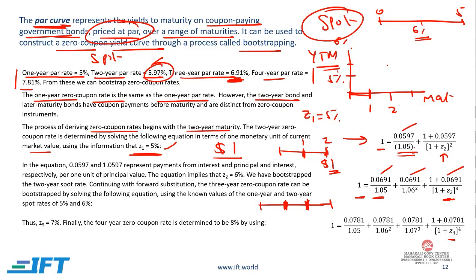And using bootstrapping, we come up with Z2, Z3, Z4, and that essentially is how we come up with spot rates. So we start out with the par curve, which gives us the par rates. Those rates are yields to maturity on bonds that do have intermediate cash flows. And based on that information, we come up with the different spot rates. Now, again, you don't have to do this entire calculation. You don't have to solve these formulas, but you just need to understand the process.